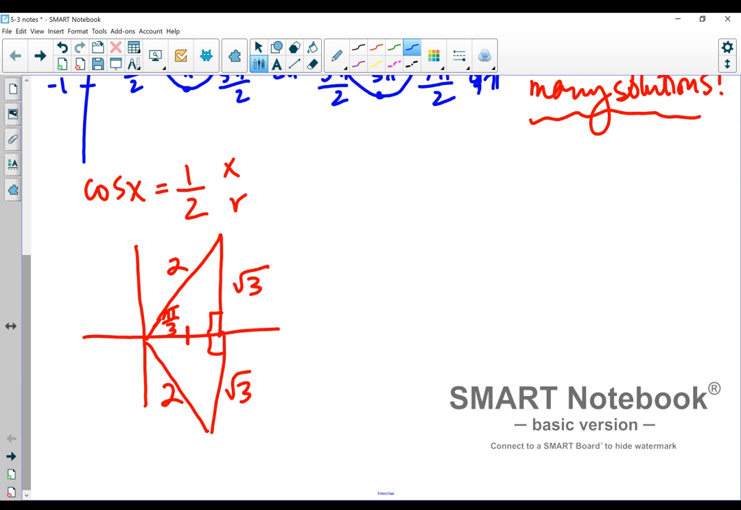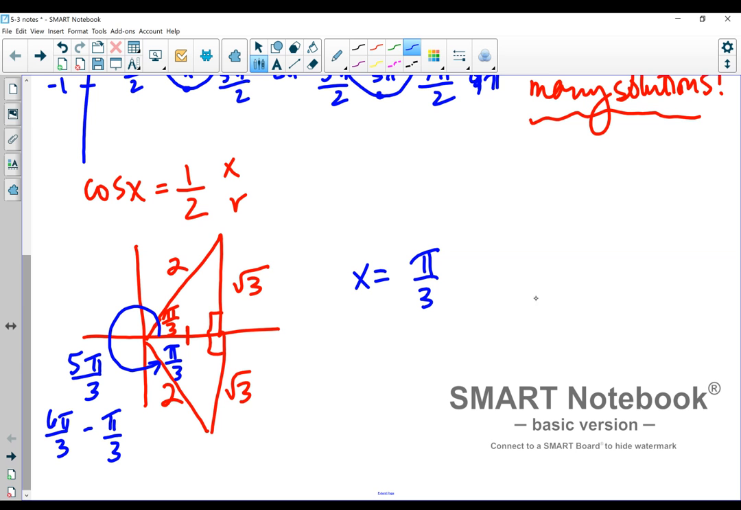And then that angle, if I start in standard position at 0 and go around and stop, if this is pi over 3 here, all the way around would be 6 pi over 3, because 2 pi is a full revolution. And so this angle would be 5 pi over 3. And so my solutions for x are going to be pi over 3 and 5 pi over 3.